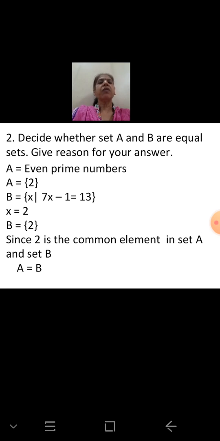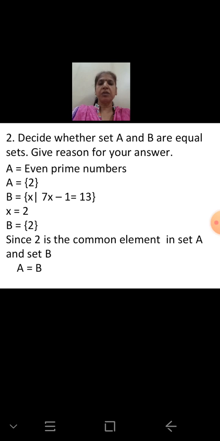Set B is a set of all x such that 7x minus 1 is equal to 13. Here we are going to solve the equation part. Which is that equation part? 7x minus 1 is equal to 13. How we did the previous one? You have to show the steps.